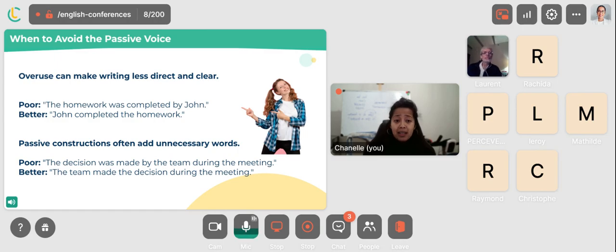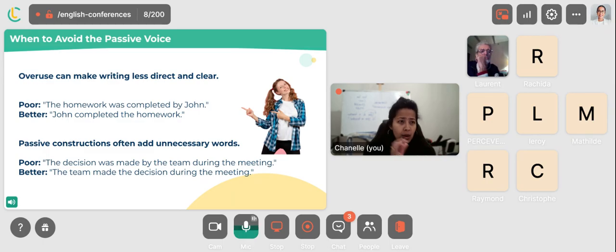When to avoid the passive voice? There are situations that would likely be better with the active voice. We need to pay attention to the overuse of the passive voice, as the overuse can make writing less direct and clear.